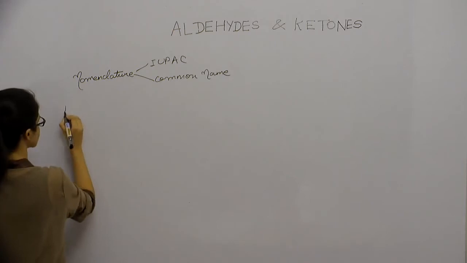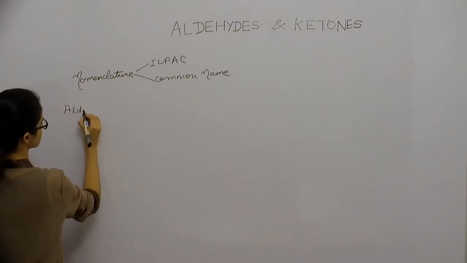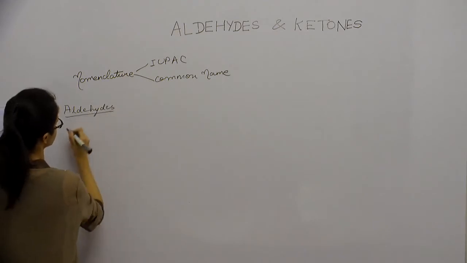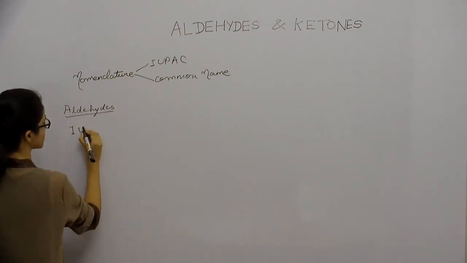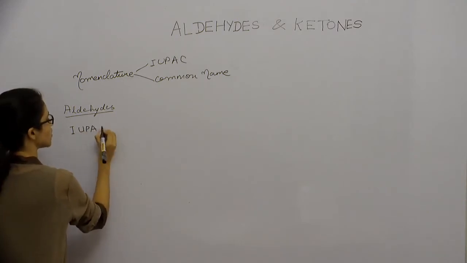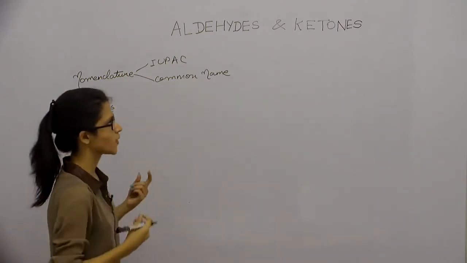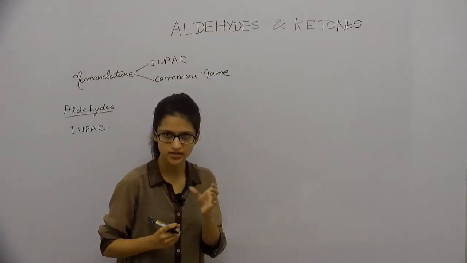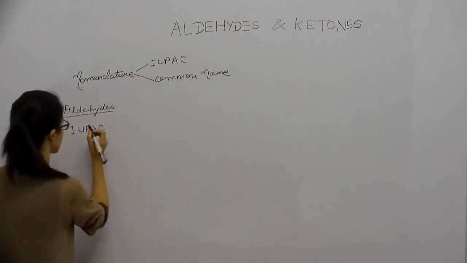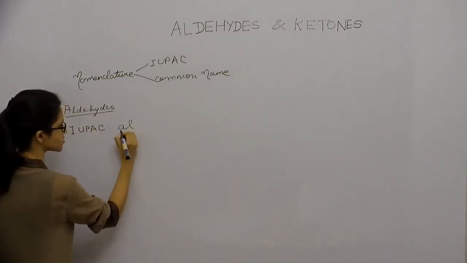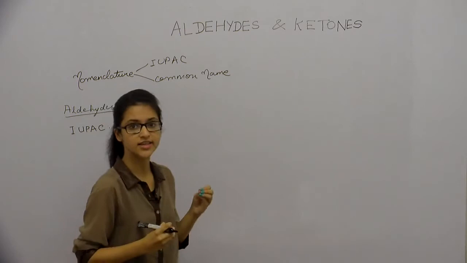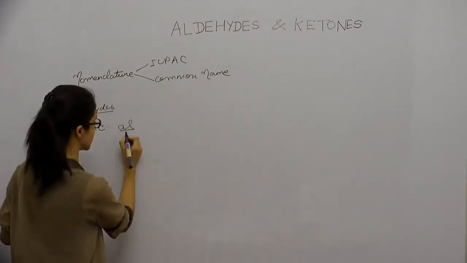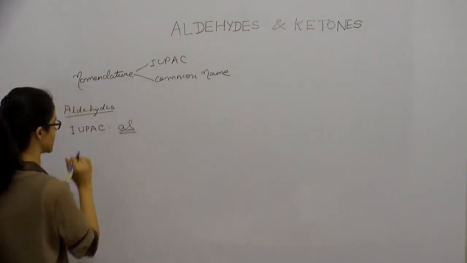First we'll start with aldehydes, IUPAC. We all know that for one carbon chain, the prefix is methan. The suffix for aldehyde is al. So it would be methanal, ethanal, propanal, butanal, pentanal. Here al is important for aldehydes.